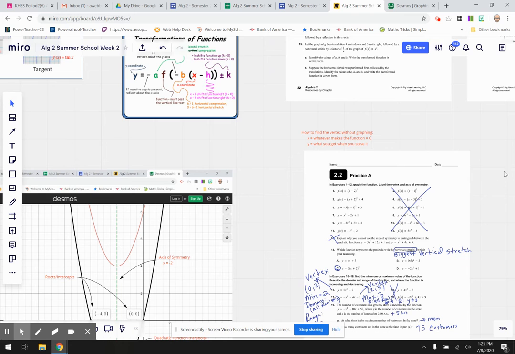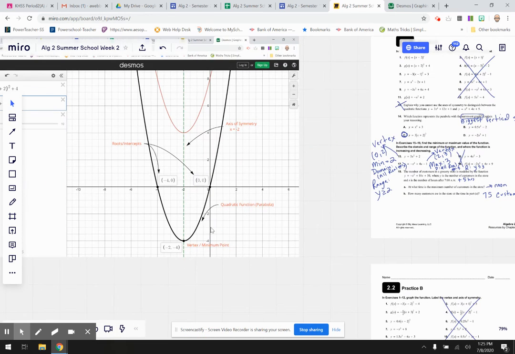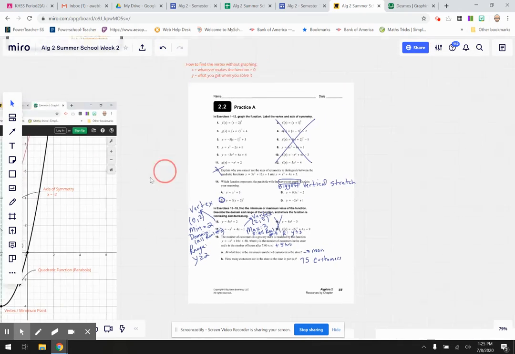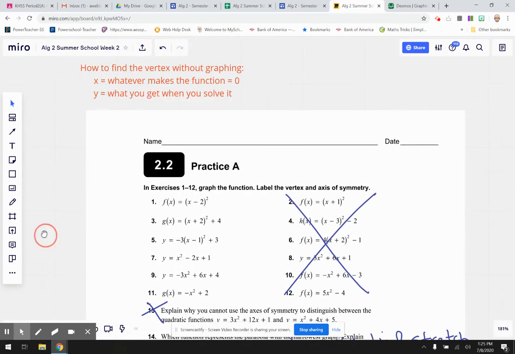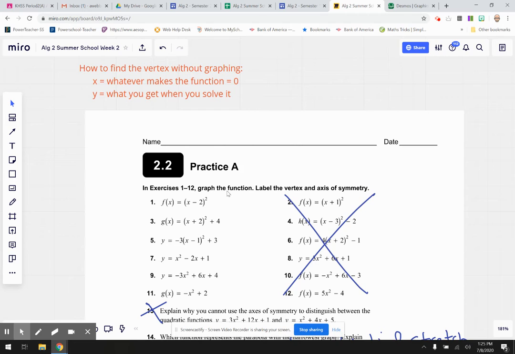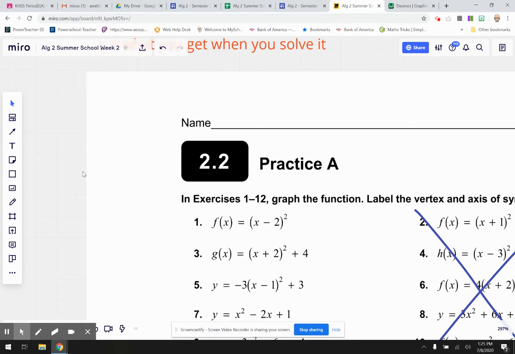Now, what if you wanted to find the vertex, which is this bottom point or the top point if it's upside down, if you didn't have a graph? We used the graph. We just graphed it and we labeled the vertex and axis of symmetry. What if we didn't have the graph? So here's the trick. You're going to make x equal whatever makes the function 0, and then y is going to be whatever you get when you solve it.